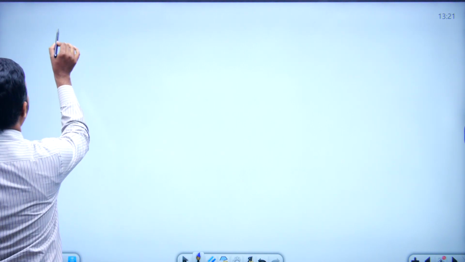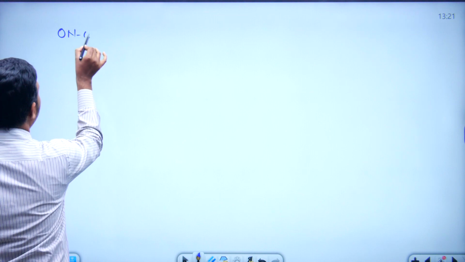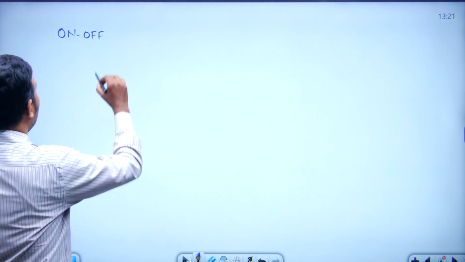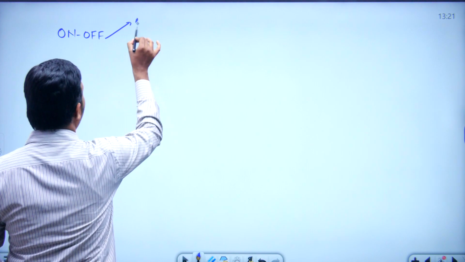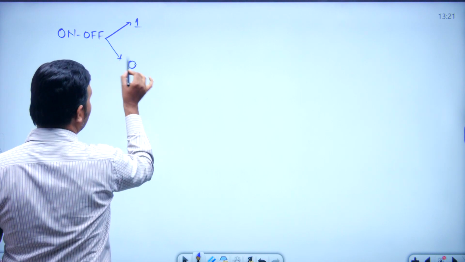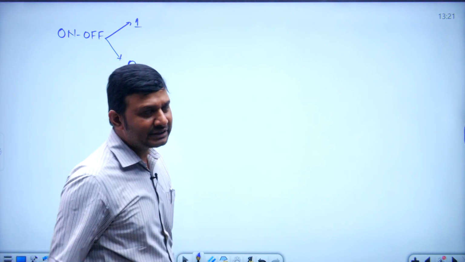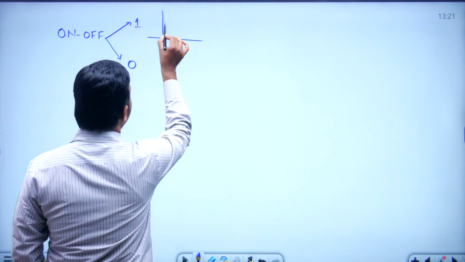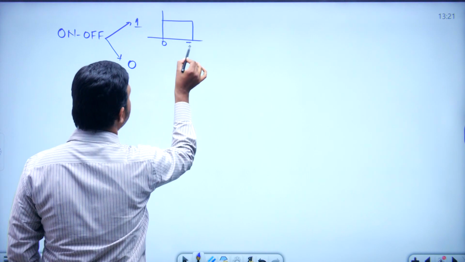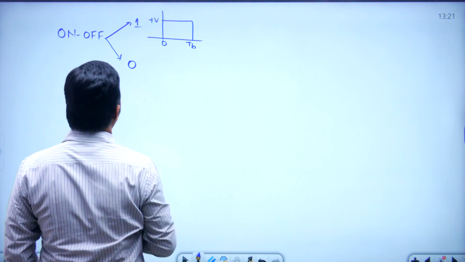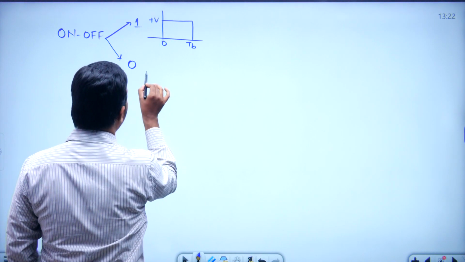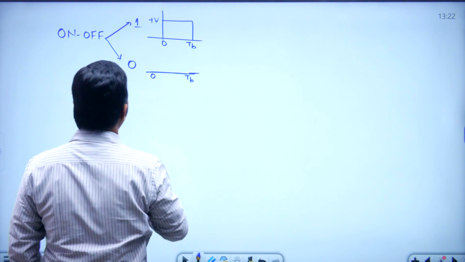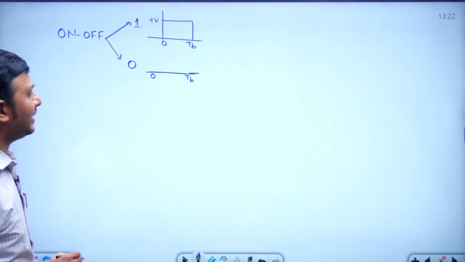The first scheme is on-off. In this on-off signaling, we have to represent either 1 or 0 in the form of rectangular pulses for transmitting to the channel, right. If I want to represent a 1, I will use a rectangular pulse like this, of duration TB and voltage plus V, and if I want to represent 0, then over a bit period TB I will transmit nothing. So this is the representation in on-off signaling.